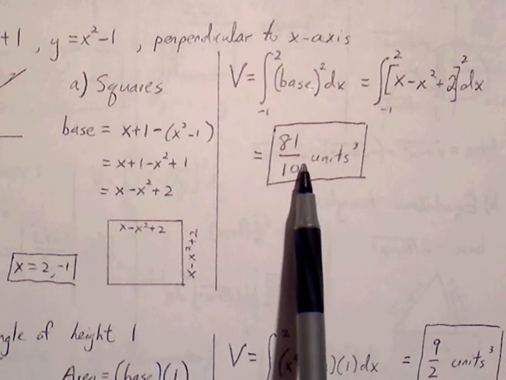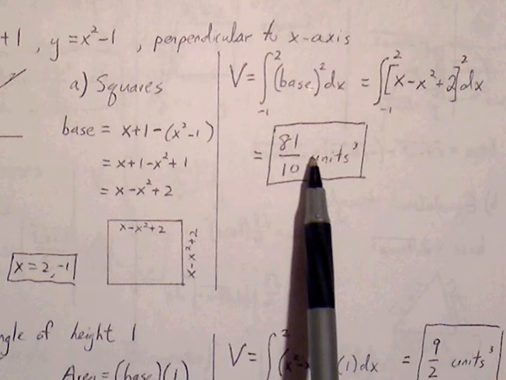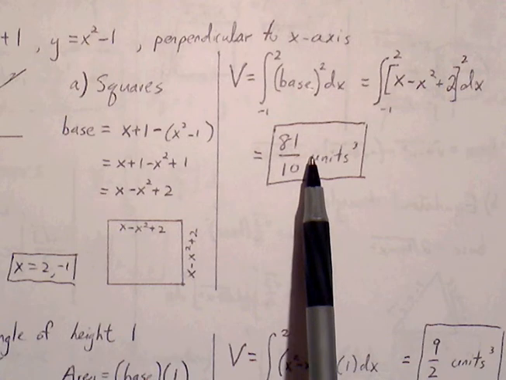Again, notice there's no pi in our answer because we're no longer dealing in terms of washer or disk method, having to use area of circle formula.